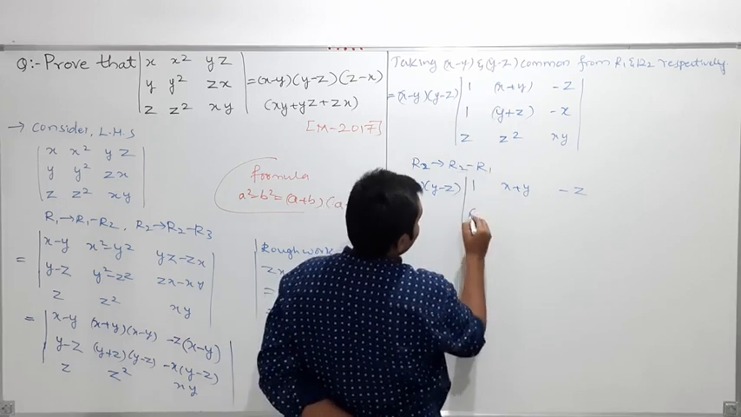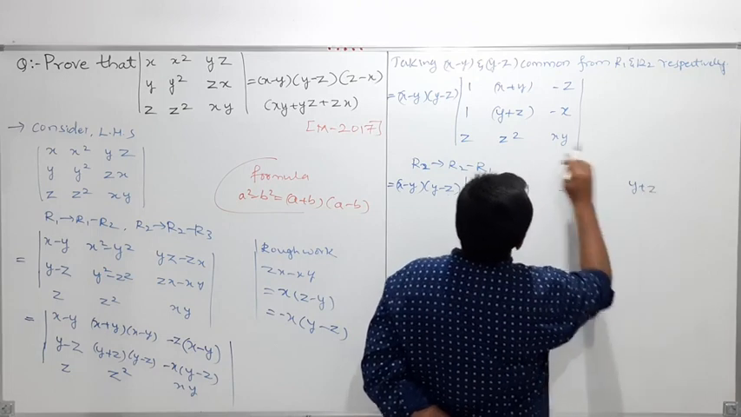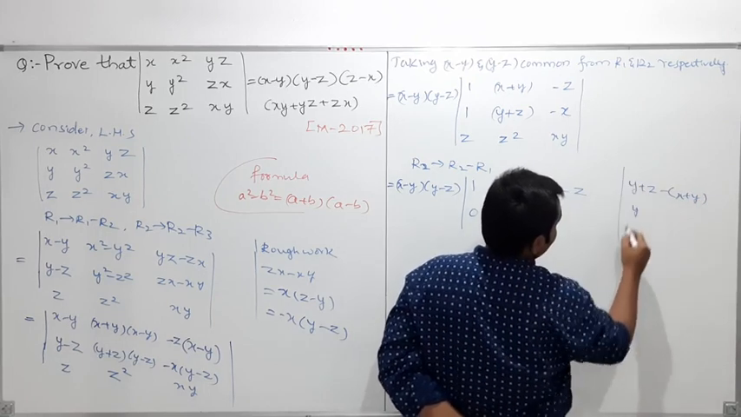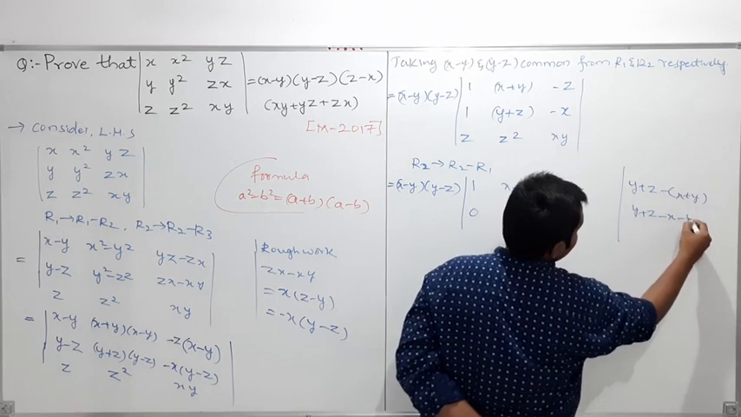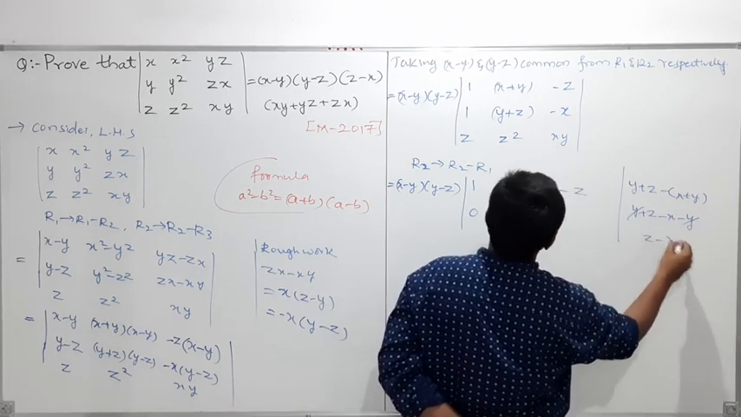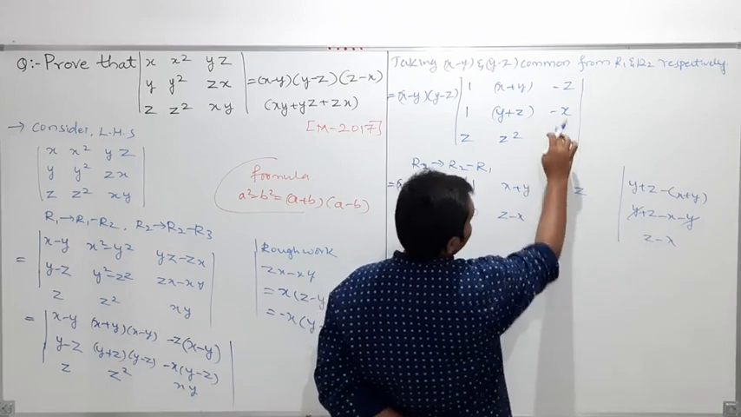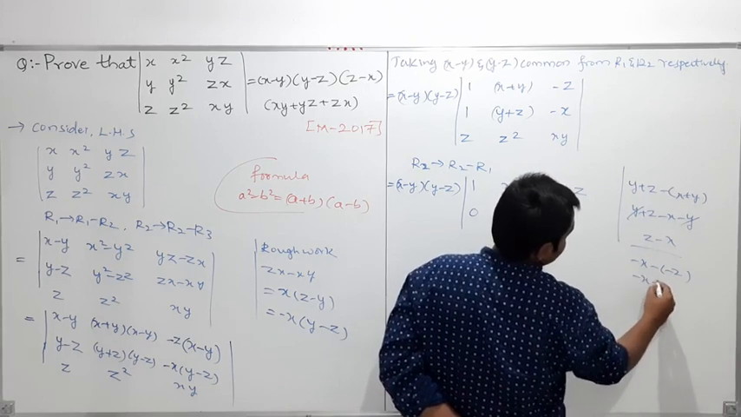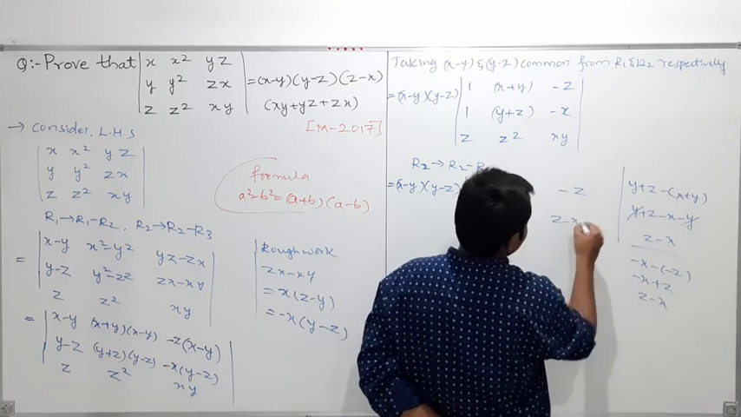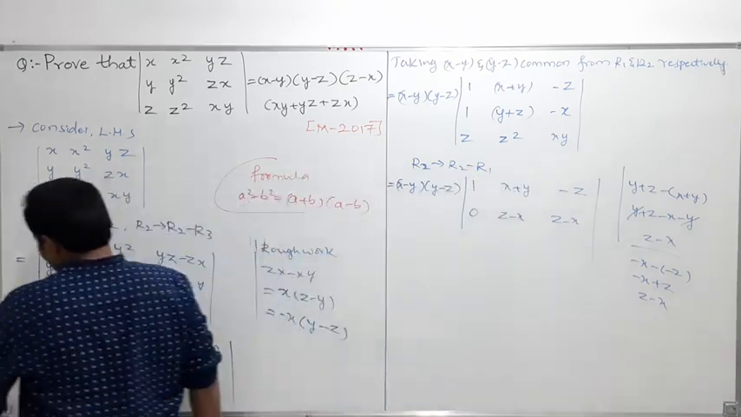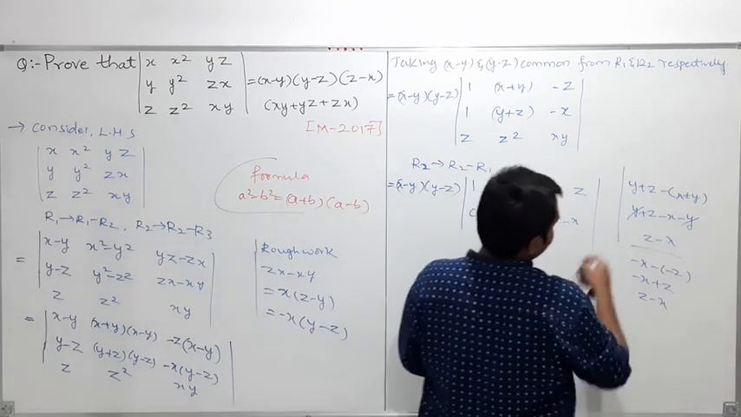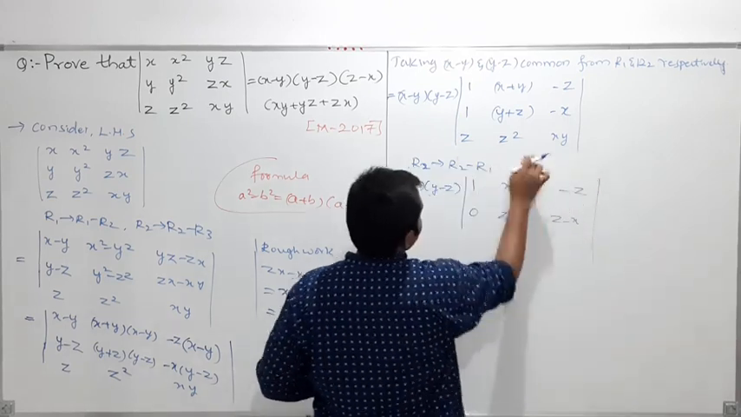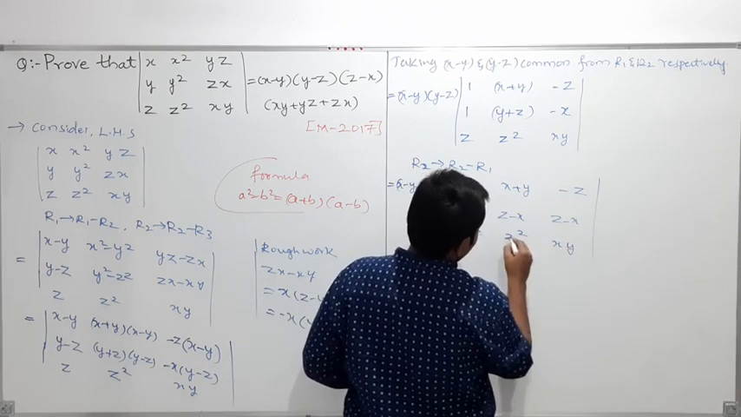So row 2 changes to row 2 minus row 1. It means 1 minus 1 is 0. Here it is y plus z minus x plus y, so minus y and plus y cancel, and z minus x is remaining. And minus x minus of minus z is minus x plus z, so this can be written as z minus x. Clear? If you want, you can take it as rough work. This is rough work, erase this one because you will get confused. So now further, row 3 is as it is, z square, xy.